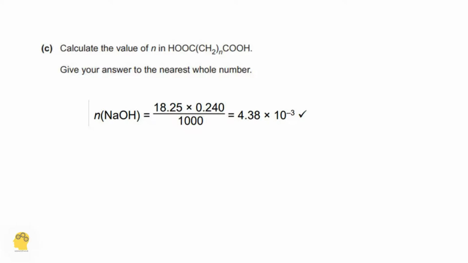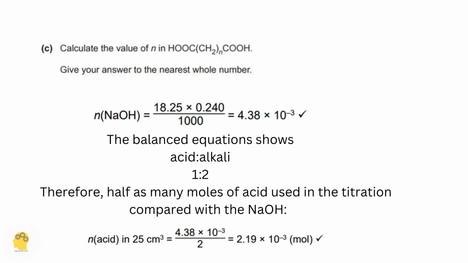So don't worry if you hadn't calculated the correct value for the mean titer, because the error will be carried forward. But just make sure that you convert centimetres cubed to decimetre cubed by dividing by 1,000. We can now use that number of moles of sodium hydroxide to find the number of moles of acid used in the titration. So this is where we use the balanced symbol equation, which shows an acid to alkali ratio of 1 to 2. So there are always more moles of alkali, so the number of acid moles will be half of the value previously calculated.